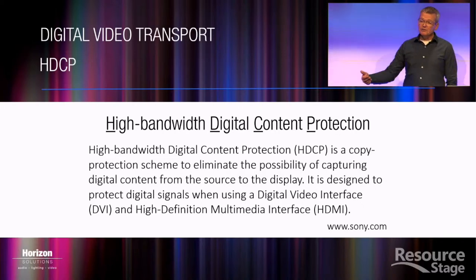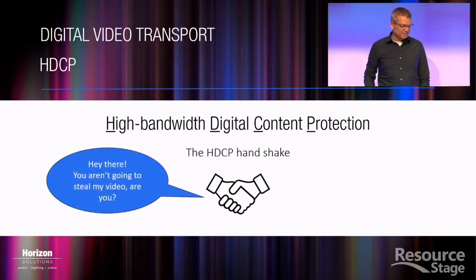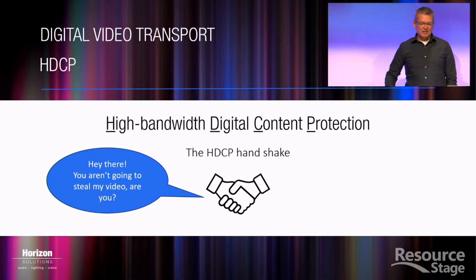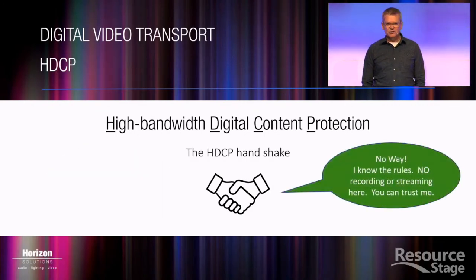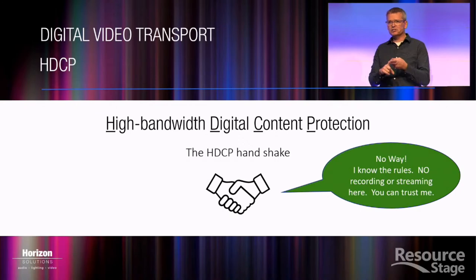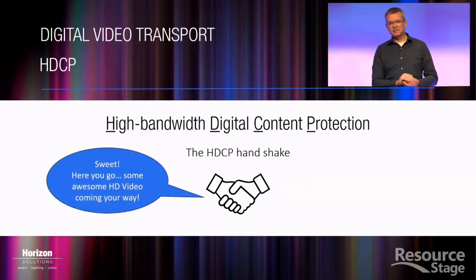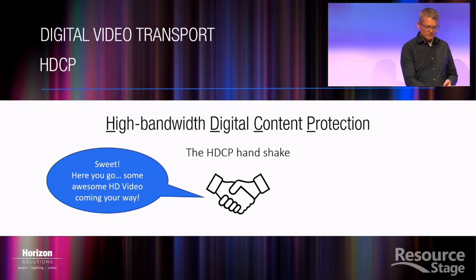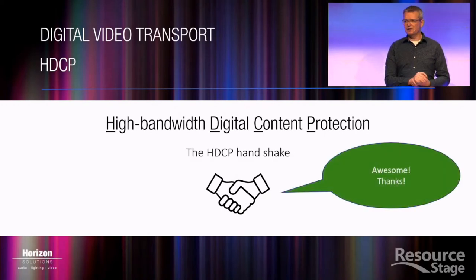Okay? So how does this work? Well, it works kind of like this. There's a handshake. The one side of it, the source, let's say it's a computer, a DVD or Blu-ray player, whatever it might be, says, hi there, are you going to steal my video or are you a good person? And then the display says, no way, I'm not going to steal your video. I'm good. I understand. I'm just going to display it. I'm just a TV. I'm just a monitor. I'm just a video projector. You're good. Go ahead and do this. I'm not one of those bad things. I'm not a recorder. I'm not a streaming device. I'm none of that kind of thing. I'm just a display. So then the source device says, perfect. I'm going to go ahead and send you the video. Here you go. The display says, thanks, and then you get video. Does that seem fair enough?